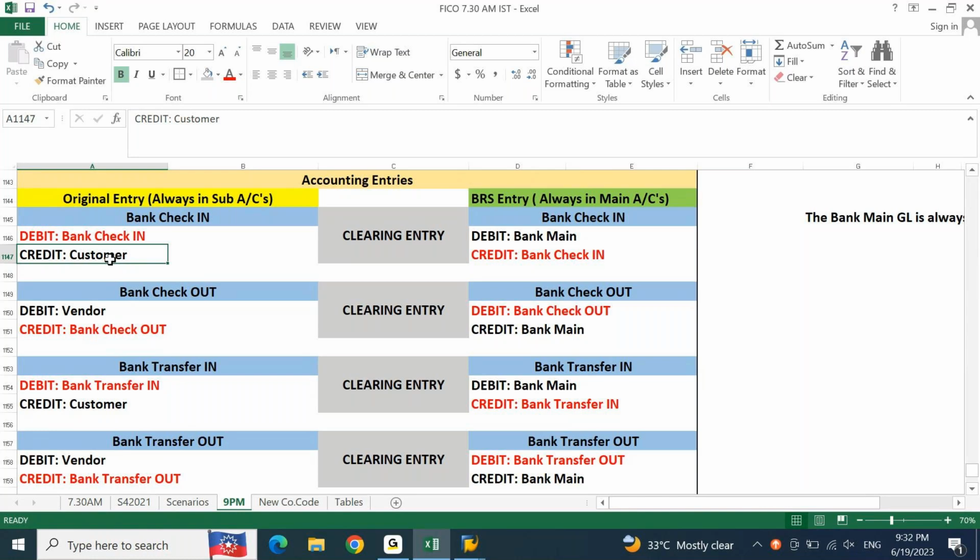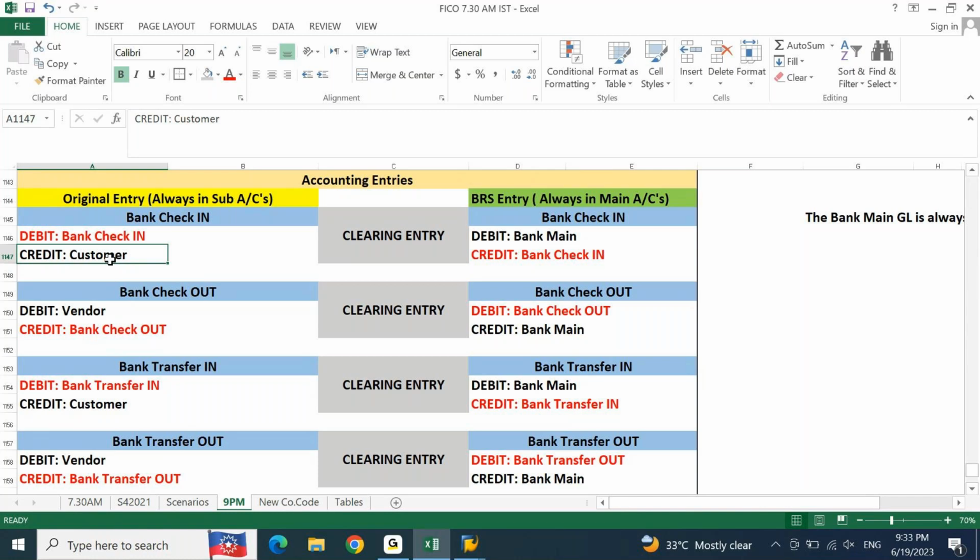Sir, suppose I am explaining one question, sir, is it correct or not? Suppose I am receiving a check from the customer. In the original entry, bank check-in account debit to customer. So in the clearing time, you are mentioning the bank main account debit to bank check-in account, incoming account. That is the reason your check is cleared. That is the reason your bank balance will be increased.